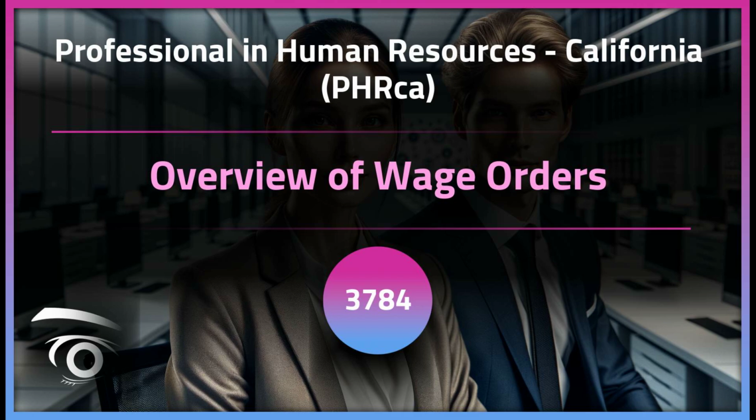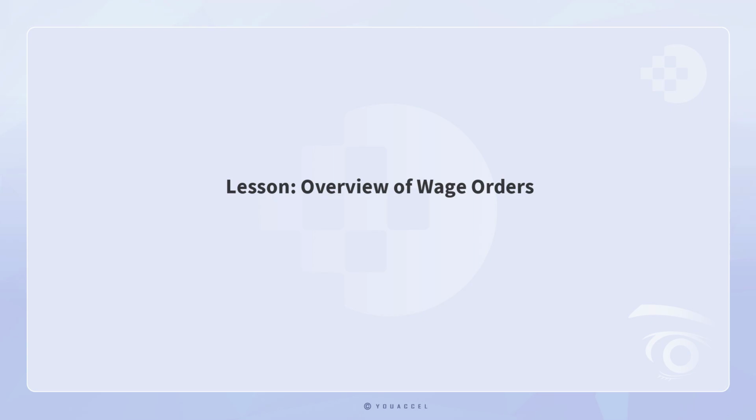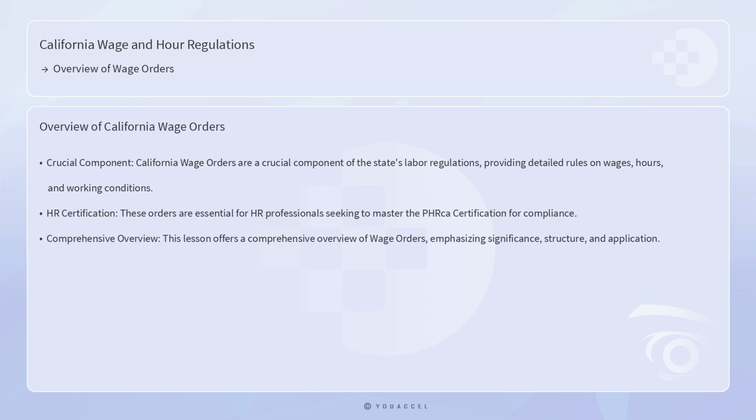Let's proceed with the lesson. Lesson Overview of Wage Orders. California wage orders are a crucial component of the state's labor regulations, providing detailed rules and guidelines that govern employee wages, hours, and working conditions. These orders are essential for HR professionals seeking to master the PHRca certification, as they ensure compliance with California's stringent labor laws. This lesson offers a comprehensive overview of wage orders, emphasizing their significance, structure, and application in the workplace.